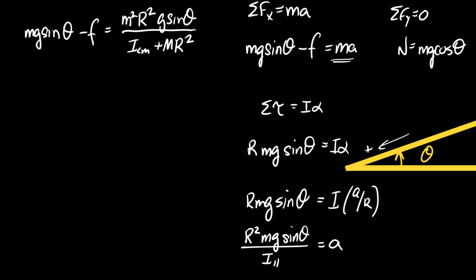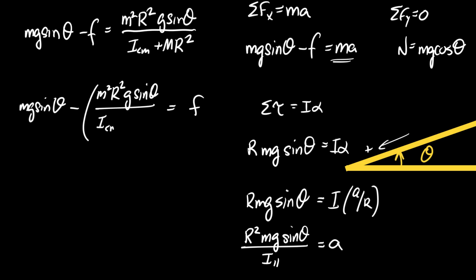Well, I'm going to add f to both sides. But that means I got to subtract this bad boy from both sides too. So I added f to both sides, but now I'll have mg sine theta minus m squared r squared g sine theta all over I center of mass plus m r squared. That's hideous. Just hideous. How about we just stop right there? We are not going to.